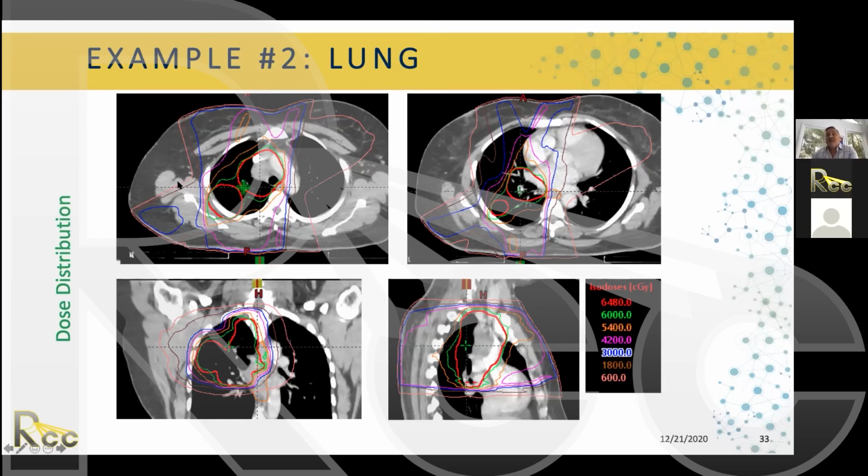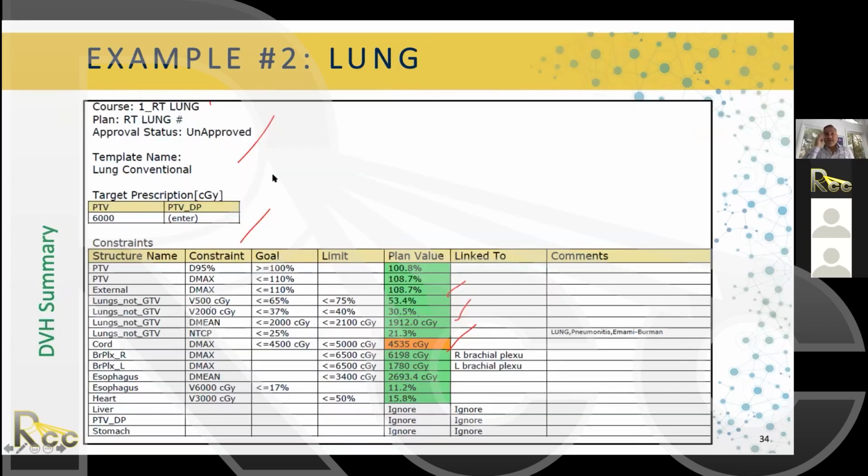That's what we said before: adding a beam on the contralateral side is not a good idea, because maybe you're going to improve the distribution a little bit, but you're going to confuse the optimizer. So if we look at this DVH summary, we have met all the constraints.